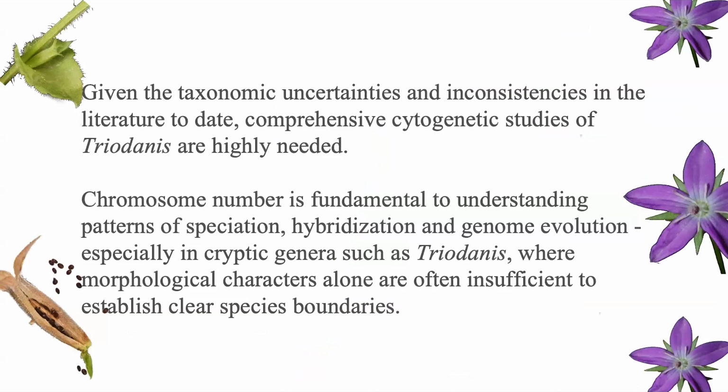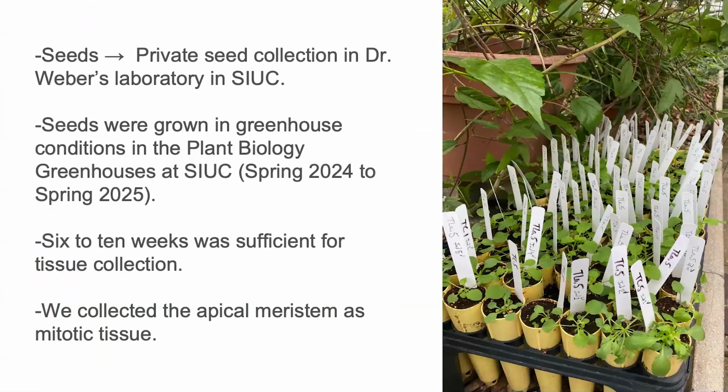So given the taxonomical context in this genus and the inconsistency in the literature in terms of cytogenetic studies, we say that cytogenetic studies are highly recommended and highly needed for the genus. That's pretty important because chromosome numbers are fundamental to understanding the speciation process and hybridization in species. So we found this gap in the knowledge and we want to address it by looking at the number of chromosomes.